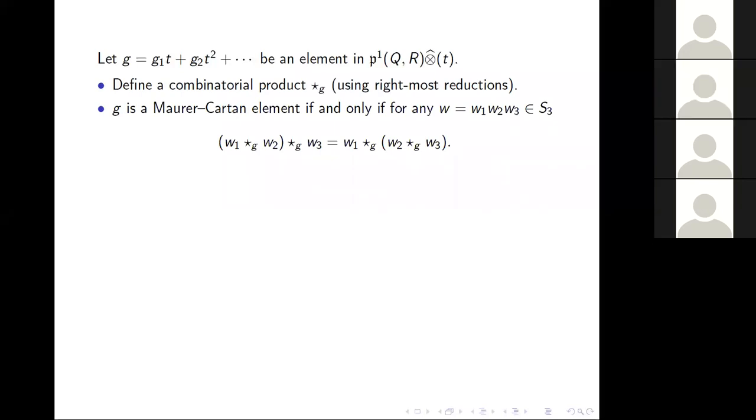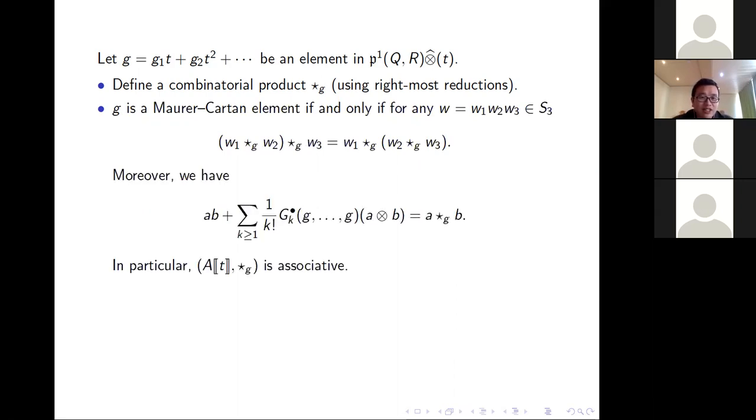Once we have this combinatorial star product, we can check that G is a Maurer-Cartan element if and only if the star product is associative with respect to any element in the overlaps. Here W1 W2 W3 is a path in S3. This means W1 W2 is in S2, and W2 W3 is in S2, and W2 should be a non-trivial path. Then we can split these three subpaths, and we get these two different star products. This is just the associativity identity.